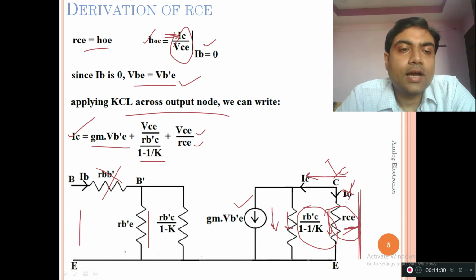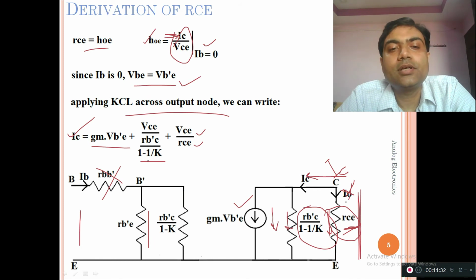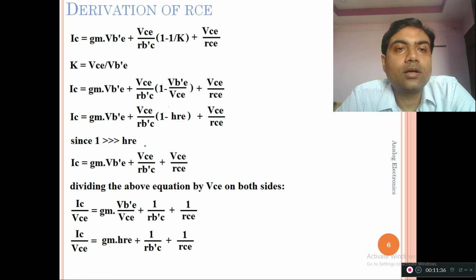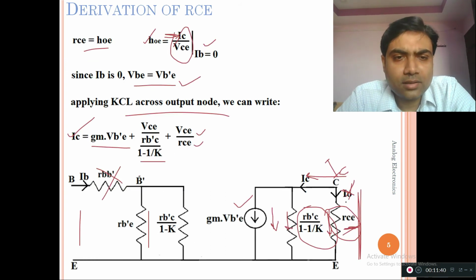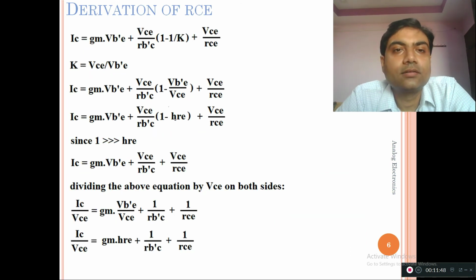So here IC equals GM into VB dash E plus the other two terms. This is the equation of the IC. Now we can say that we have not done anything here. We have just transferred this value over here. So this is not any manipulation.